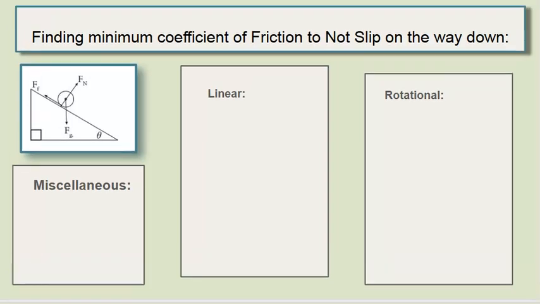So a classic problem is to find the minimum coefficient of friction to not slip on the way down. So I'm just going to make up, you know what, let's just say it's a ring to make our lives easier. Let's say I is mr squared. Okay. And so I already kind of dealt with the force diagram. Linearly, let's call down the ramp positive.